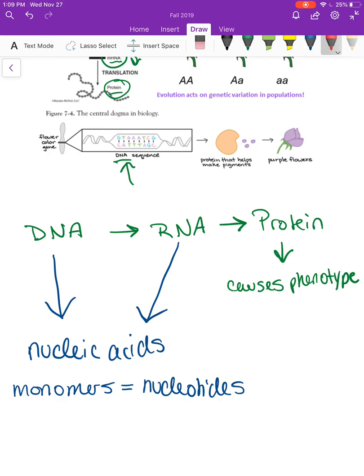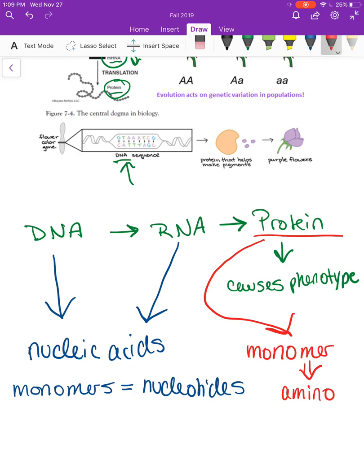Okay. What is another macromolecule here? Well, that's protein. What kind of macromolecule are proteins made out of? Well, protein is a macromolecule, so that's it. But what is the monomer of a protein? Those are amino acids.